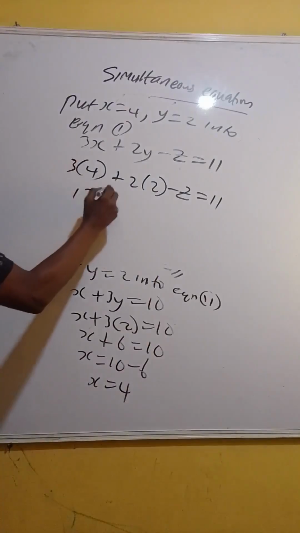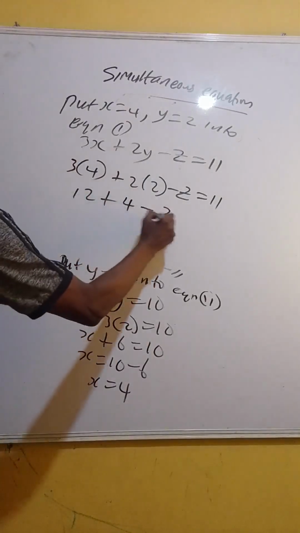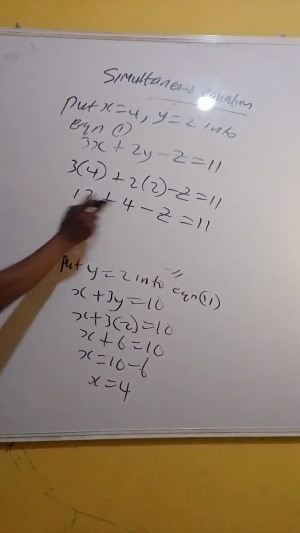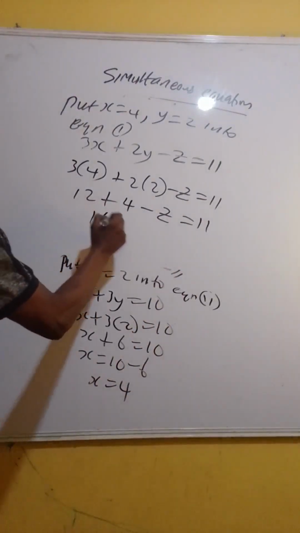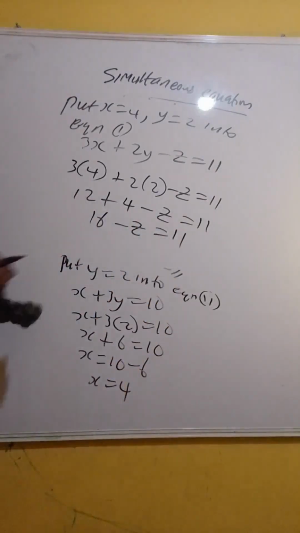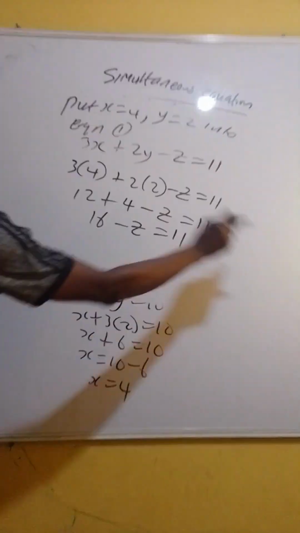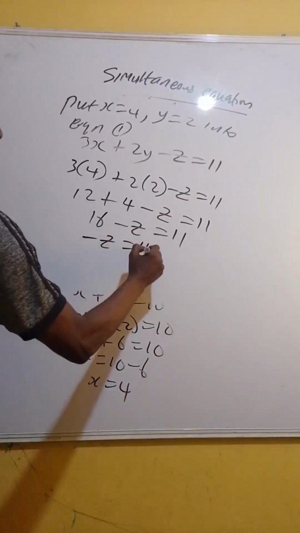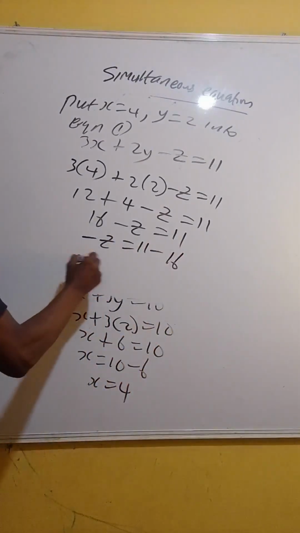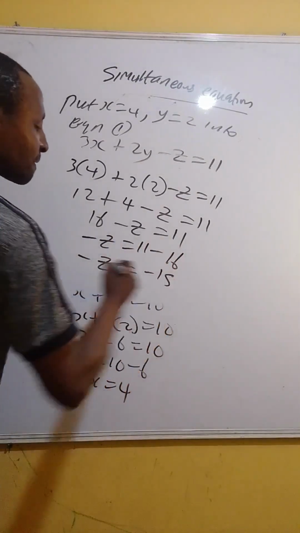3 times 4 will give me 12. Plus 2 times 2 will give me 4. Minus z equals 11. 12 plus 4 will give me 16 now. 16 minus z equals 11. Now transpose your 16 to the other side. Minus z equals 11 minus 16. Minus z equals minus 5.